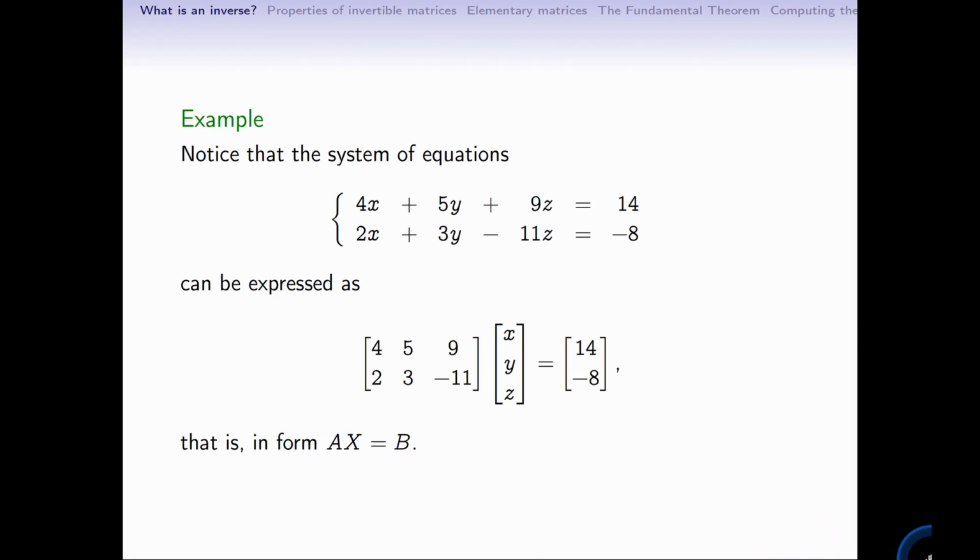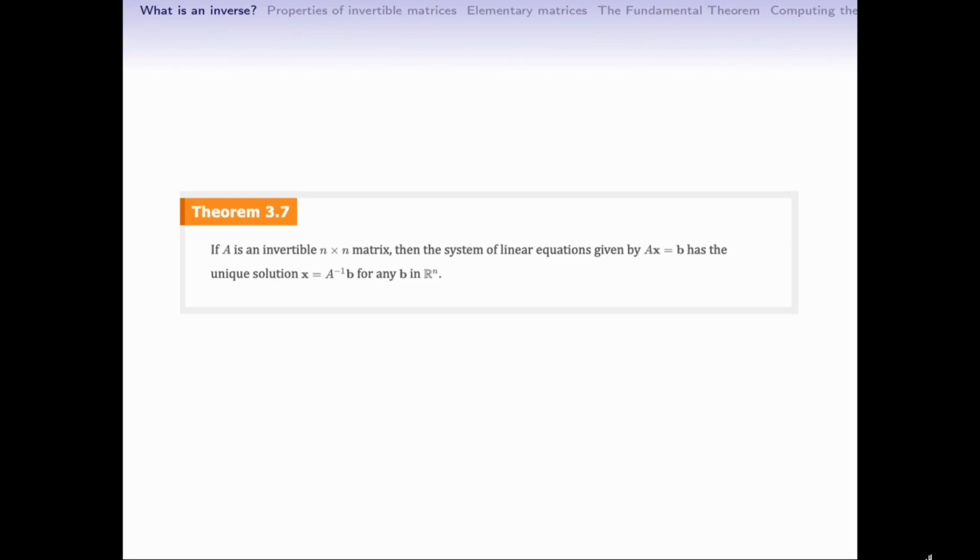Now this situation is addressed in our next theorem, Theorem 3.7. If A is an invertible n by n matrix, then the system of linear equations given by Ax equals b has a unique solution, namely x equals A inverse times b, and this is true for any b in n-dimensional space. Let's go to the document camera and look at the proof of Theorem 3.7.